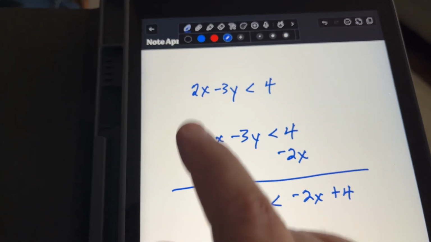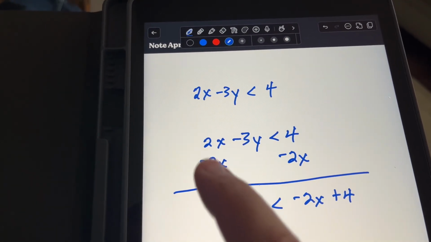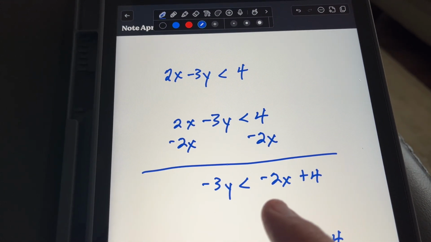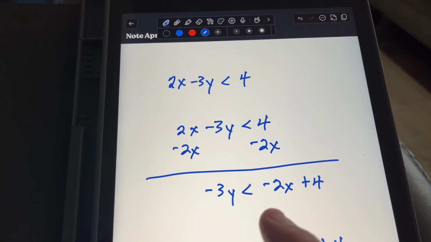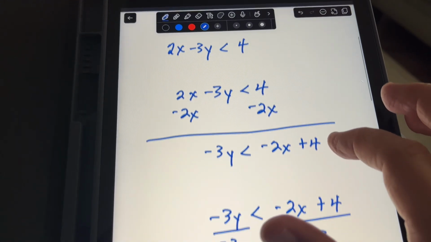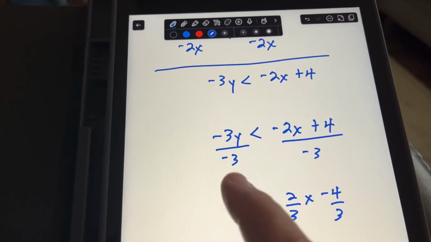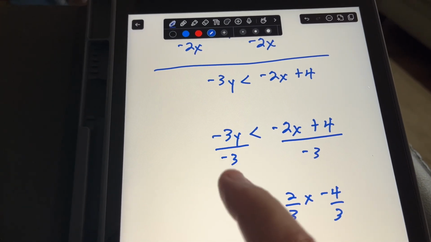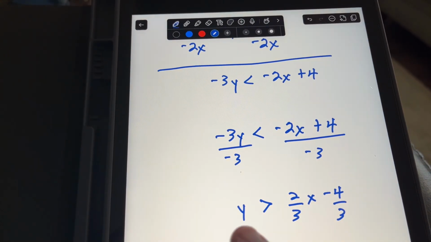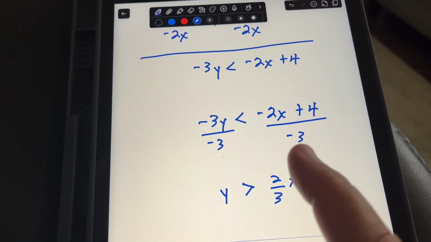So I'm going to begin by subtracting 2x from both sides. Now, these are going to cancel, and the result is going to be this. So hopefully you see how that worked. And so then the next thing I need to do is to divide both sides by -3, because I'm trying to get rid of this -3 here. So if I divide by -3 here, these will cancel, and that'll leave me with y. And then I've got to divide this side over here by -3 also.